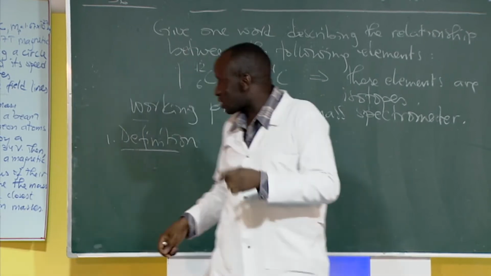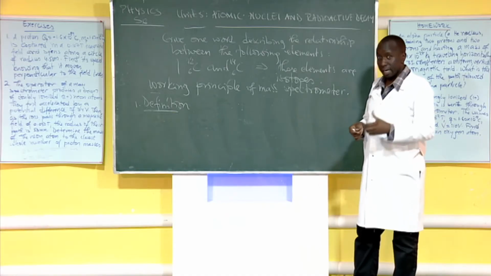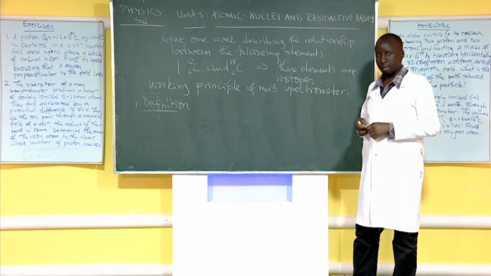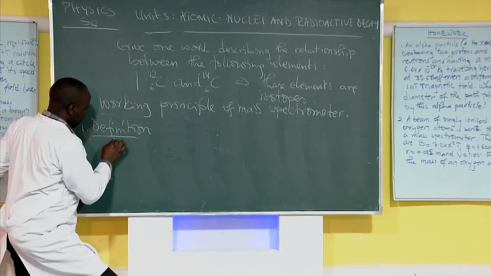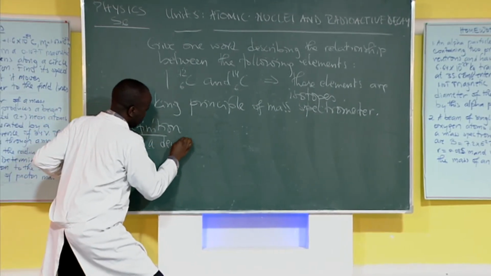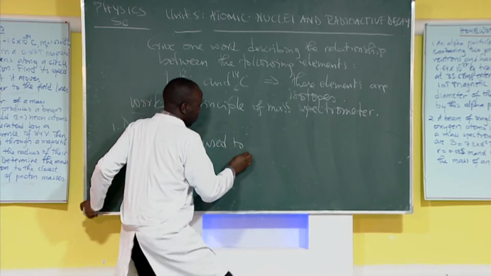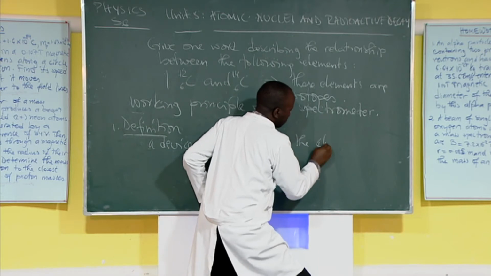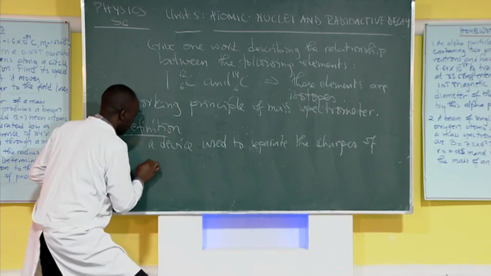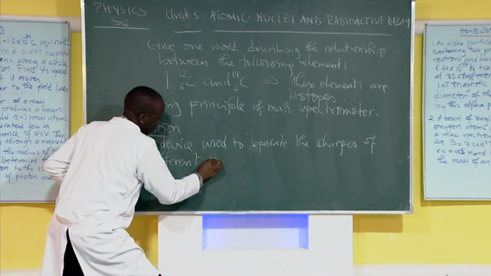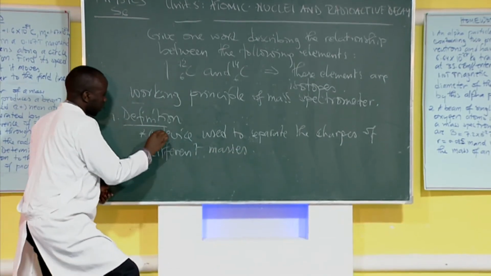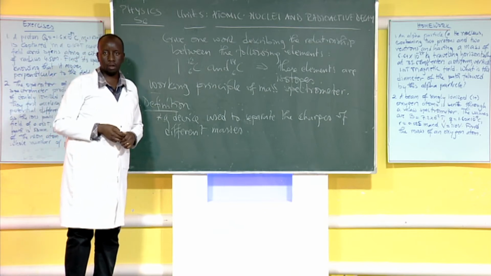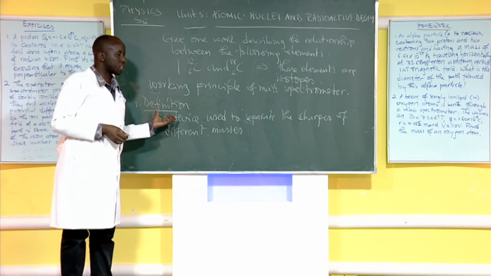So a mass spectrometer, as we define it, is a device that is used to separate the charges of different masses. But we can't only say a device used to separate the charges of different masses. There is another way that we can explain this mass spectrometer.